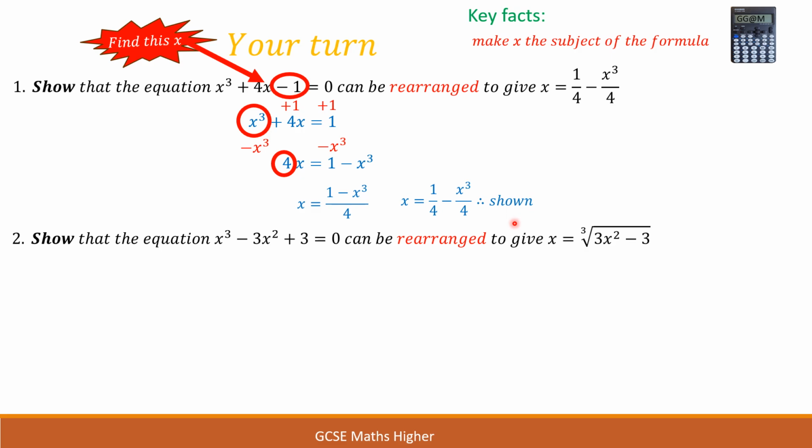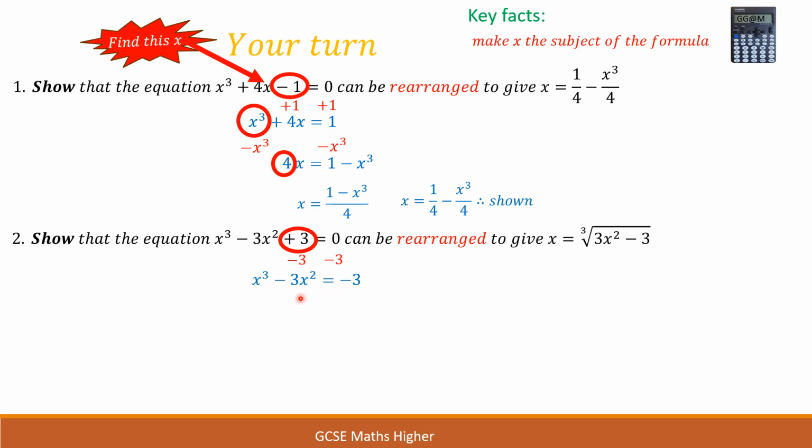Well done. Now in this question, we've got to rearrange to get x is equal to the cube root of 3x squared minus 3. You should have spotted this x here is the one you're trying to rearrange, because the opposite of cubing is cube root. So we're trying to find this x here. To start with, we're going to get rid of the plus 3, so we're going to subtract 3 from both sides. So I've got x cubed minus 3x squared is equal to negative 3.